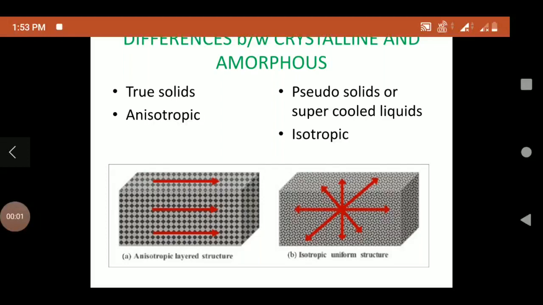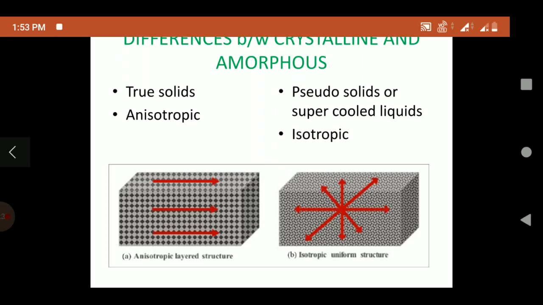The next difference is that crystalline solids are anisotropic in nature and amorphous solids are isotropic in nature. In crystalline solids, if you see the alignment of atoms in every direction, horizontal, vertical or diagonal, the alignment of atoms is different. So the physical properties measured along those directions are also different. That's why it is anisotropic. Aniso means showing different physical properties in different directions.